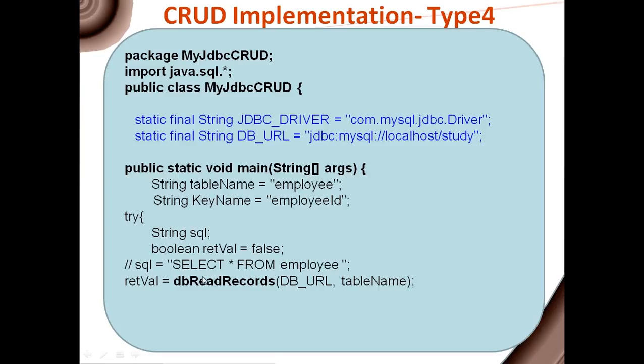Here you can see the query that will typically be used is select star from employee. This method db read records is going to take 2 parameters. One is the db URL, because this is a general library method which can be used on any database. So you require a database URL and then the table name, that is, which table in that particular database you are accessing. That's why this method takes 2 parameters, the db URL and the table, and it is going to execute this query, select star from employee.